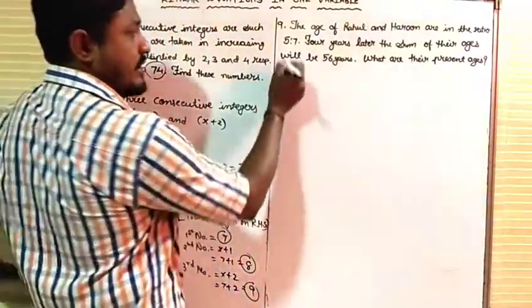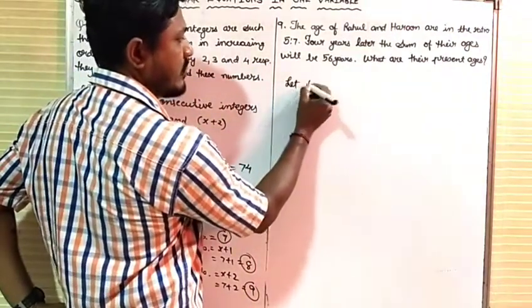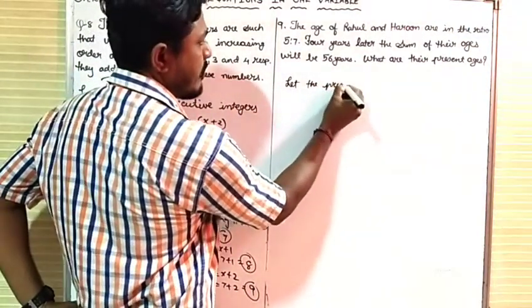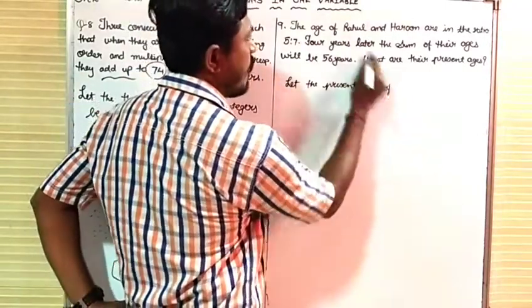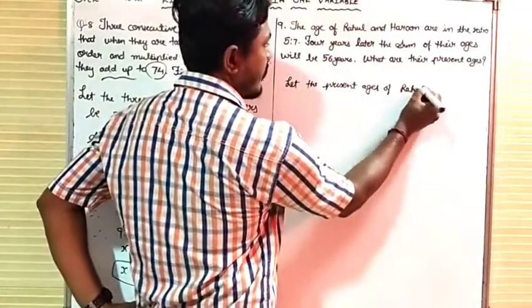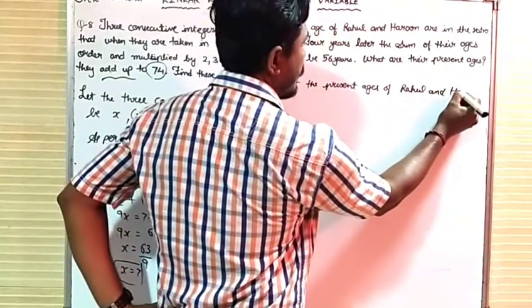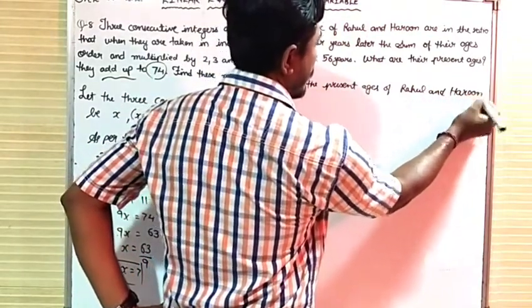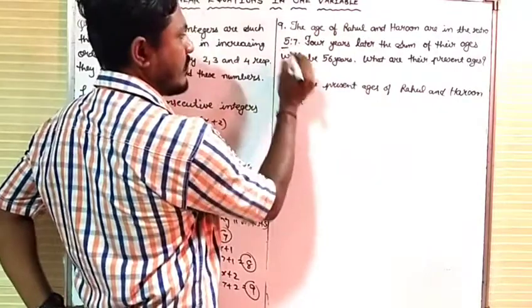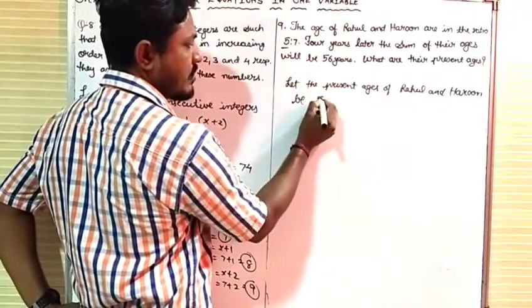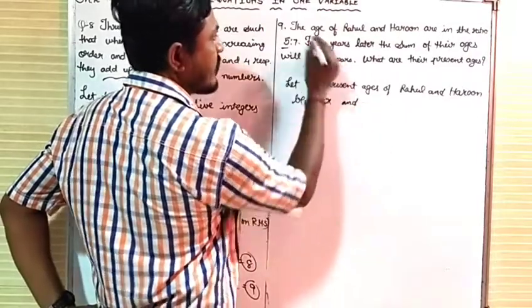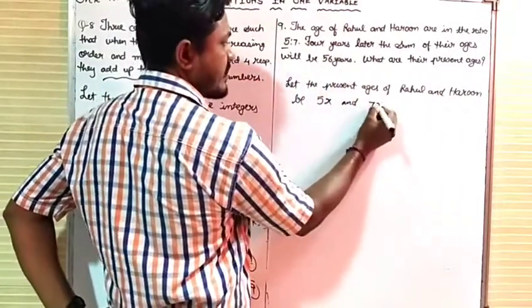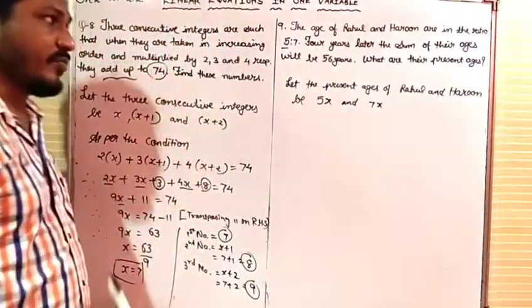So let us suppose the present ages of Rahul and Harun: let us consider Rahul's age be 5x and Harun's age be 7x. This is the present age.